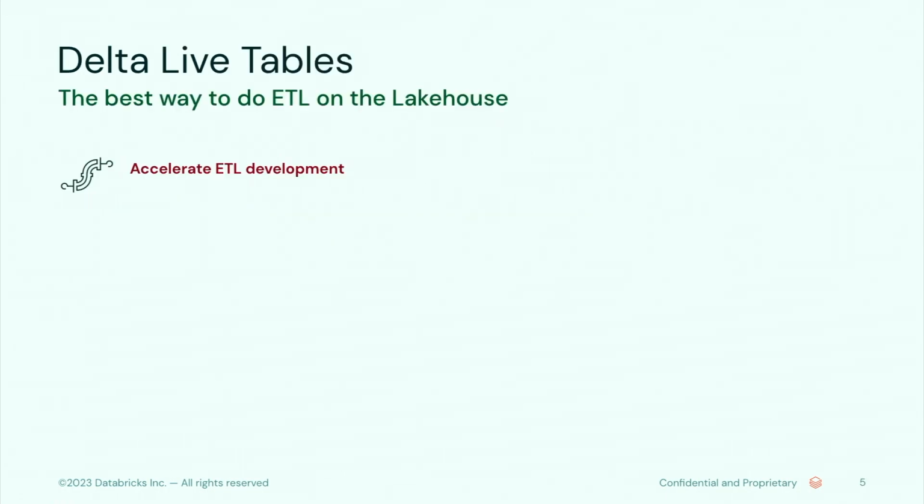So a quick overview on Delta Live tables. Delta Live tables is the best way to do ETL on the Lakehouse. It enables you to accelerate your ETL development, providing you with a separation of environments where you can test in an environment separate from your production. You can test before deploying. You can deploy and manage your pipelines using unit testing, parameterization, documentation. And as a result, you can simplify the ETL cycle using Delta Live tables.